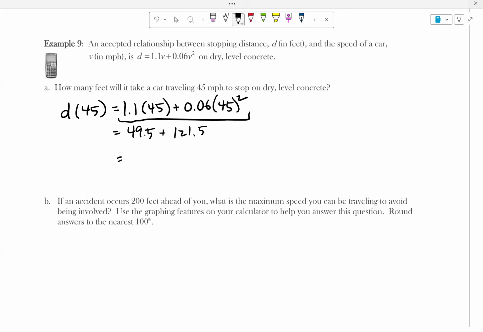The final answer is 171. So if a car is traveling at 45 miles per hour, it's going to take them 171 feet to stop on dry, level concrete.